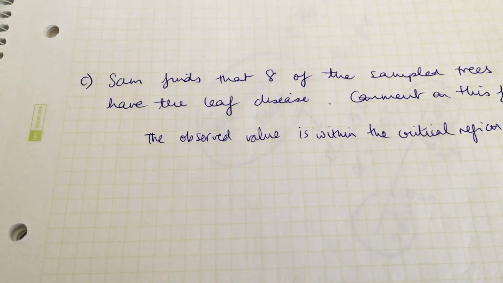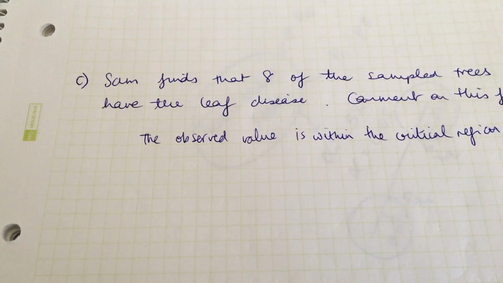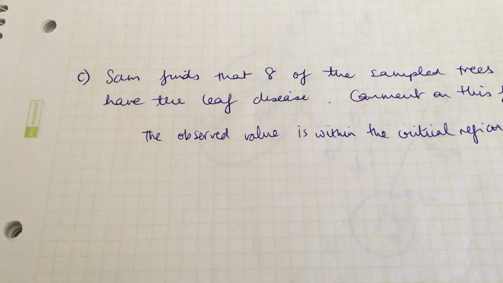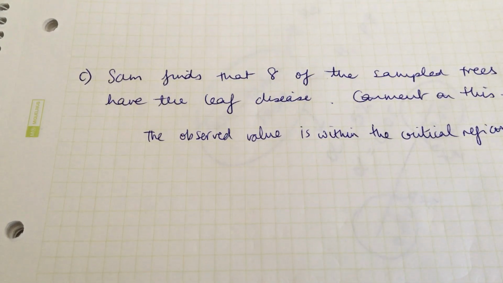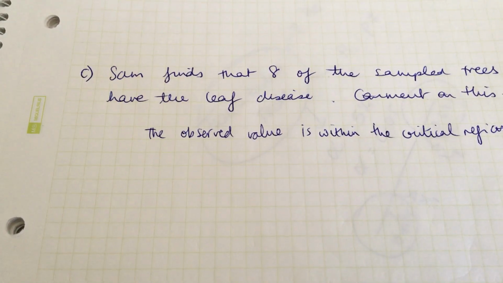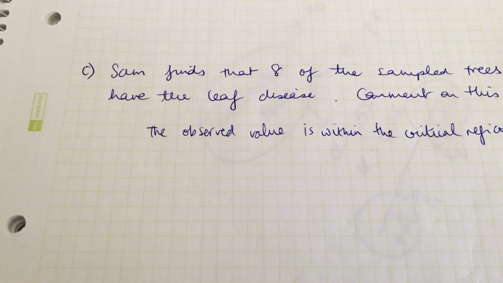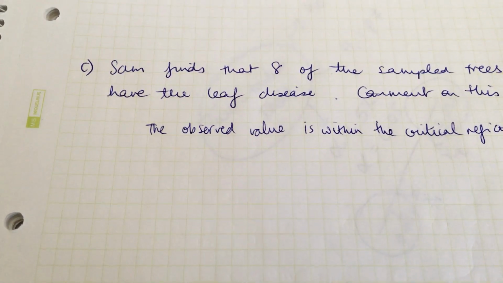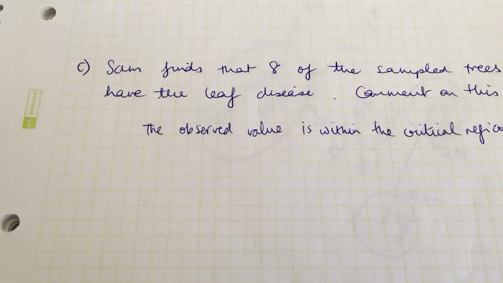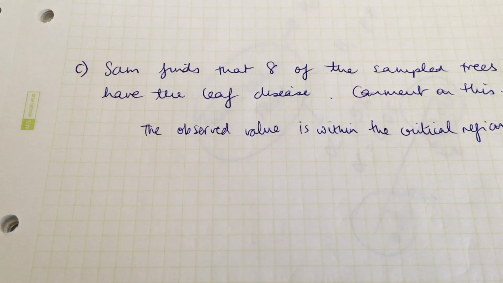The second thing is, going along with our conclusion, there is enough evidence at the 10% level of significance to reject the null and to support Sam's theory that there actually has indeed been a change in the proportion of trees affected from this leaf disease.